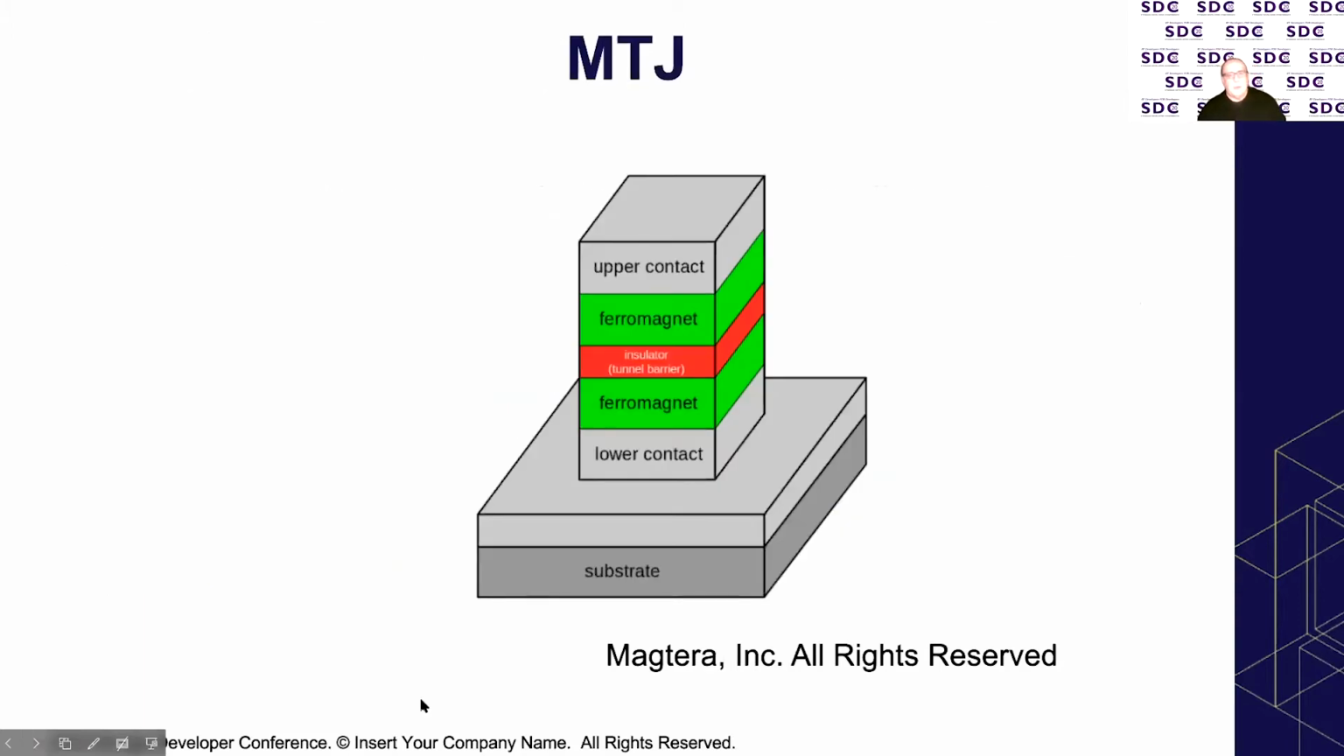This is a figure that illustrates the general structure of a magnetic tunnel junction. It consists of two ferromagnets separated by a thin insulator that becomes a magnetic tunnel junction if the thickness is small enough so that electrons can tunnel. And it also has contacts in order to apply an external electric field.